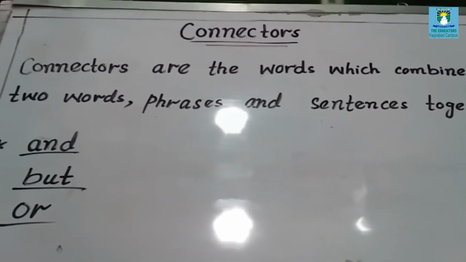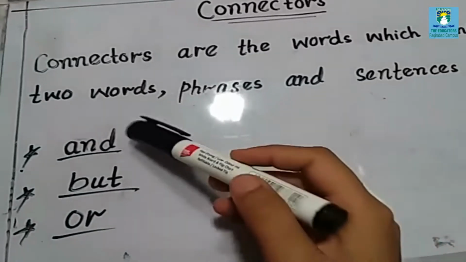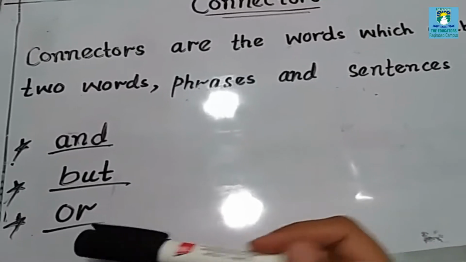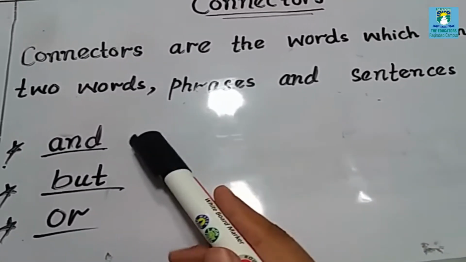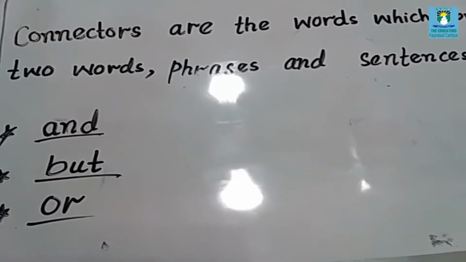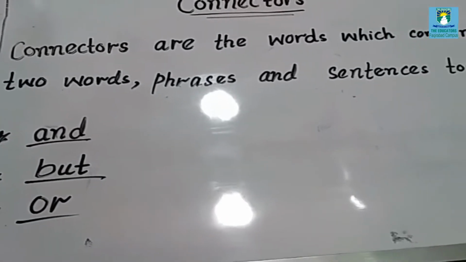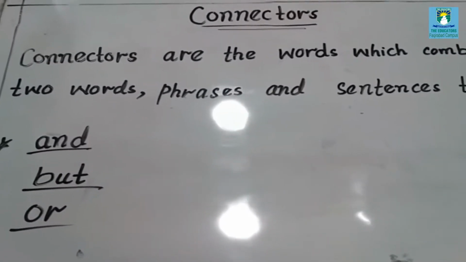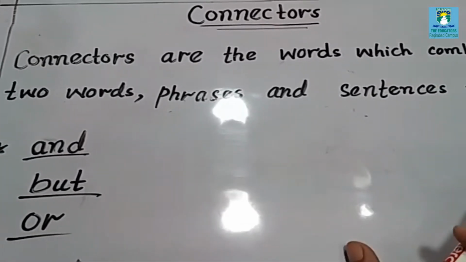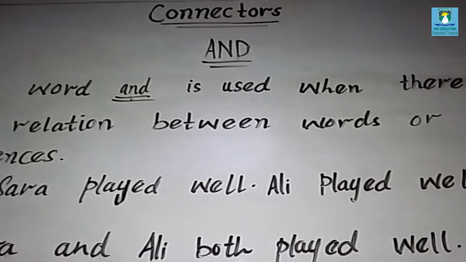We will learn about only three connectors: and, but and or. We will learn when we use and, when we use but and when we use or. These are the connectors, and we will find out how to use them in a sentence to combine sentences.